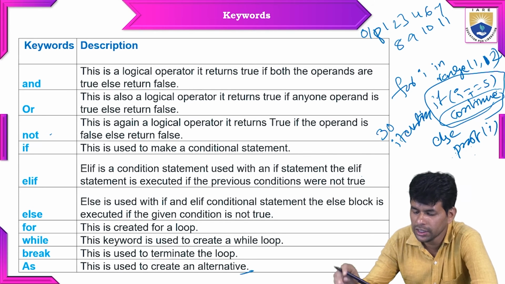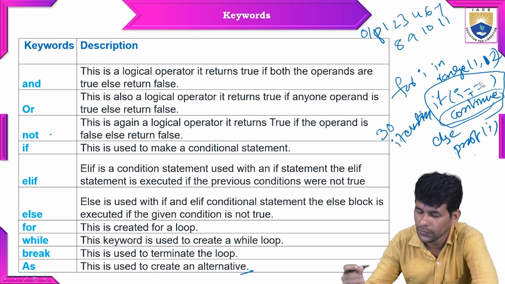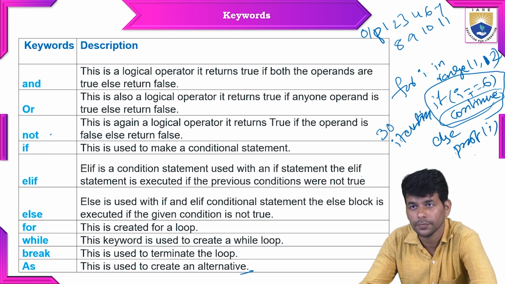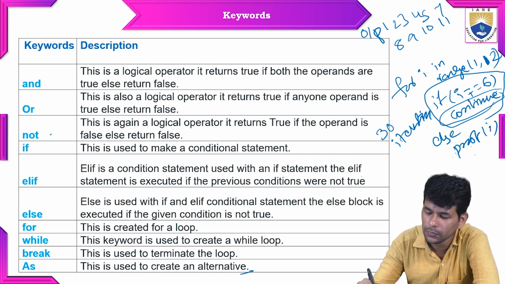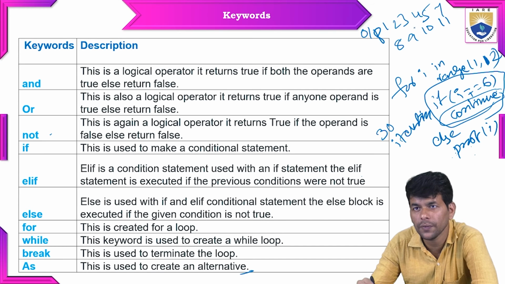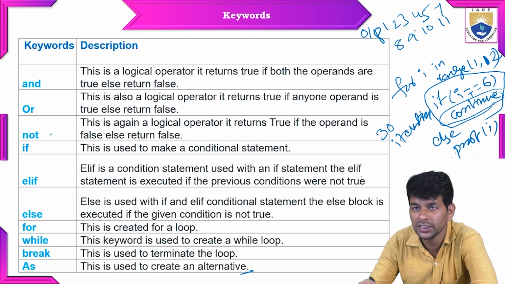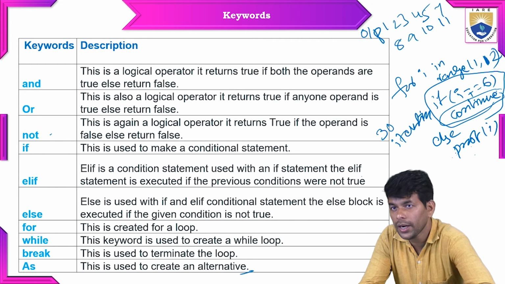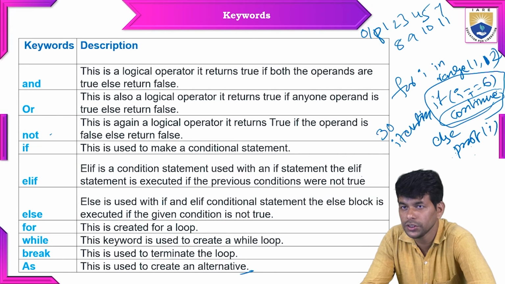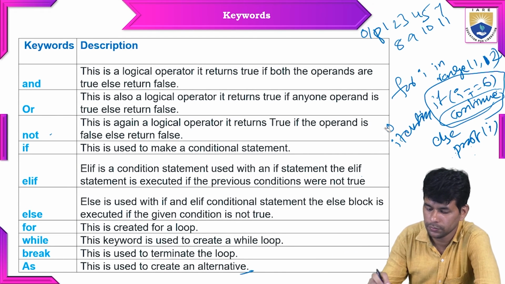If I use a 6 here instead of 5, my output will look like this: 1, 2, 3, 4, 7, 8, 9, 10, 11. Here we missed one value, the 6 value. That 6 value is not output onto the screen. This is about the continue keyword.